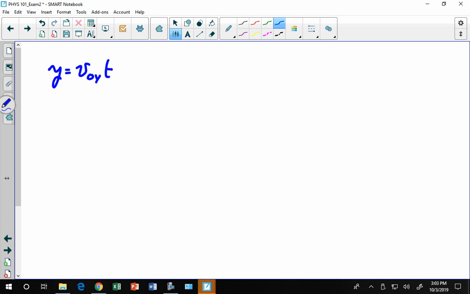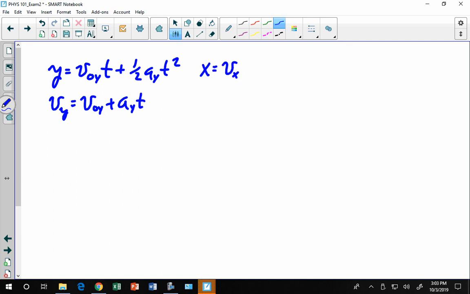Y equals V naught Y T plus 1/2 A Y T squared, and then V Y equals V naught Y plus A Y T. And then we also have X equals V X times T. And recognize that this one is really the same as this one. It's just A X is equal to 0. So that we have those.